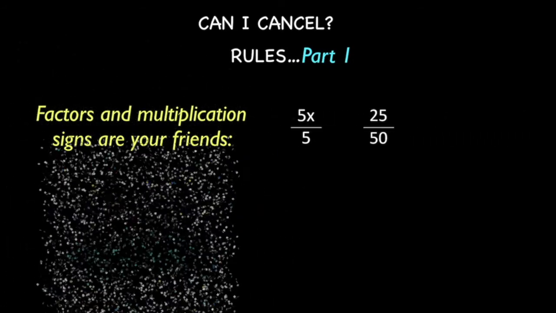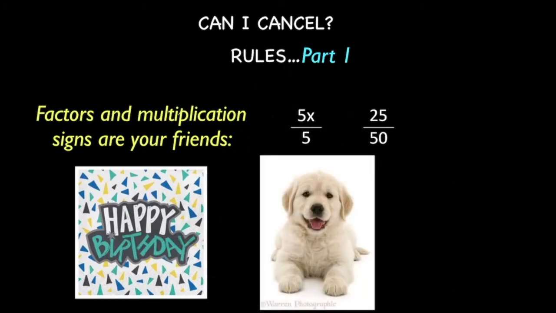I'm going to present the rules to you in three parts. Part one is that factors and multiplication signs are your friends. Here in this first expression, there is an implicit multiplication sign, as you know, between the 5 and the x. That makes 5 and x factors. When you have factors, when you have multiplication signs, you are allowed to cancel. So this expression on the left would simplify to x.